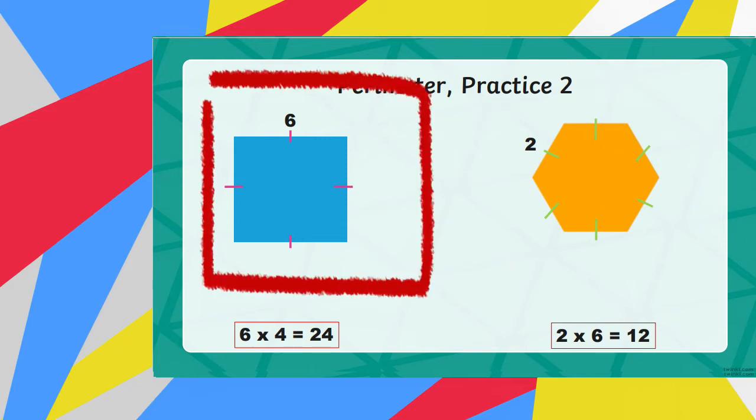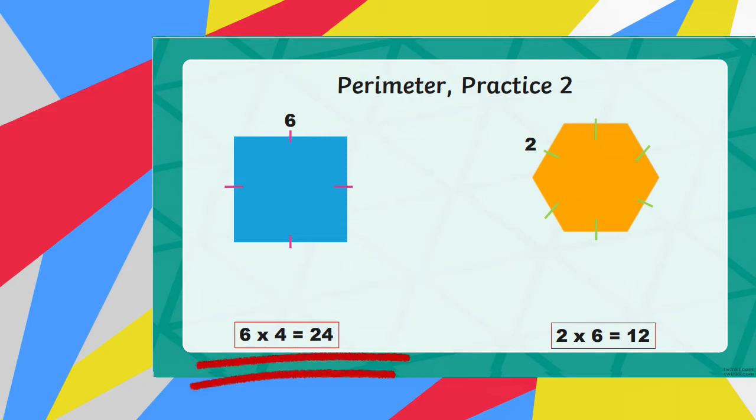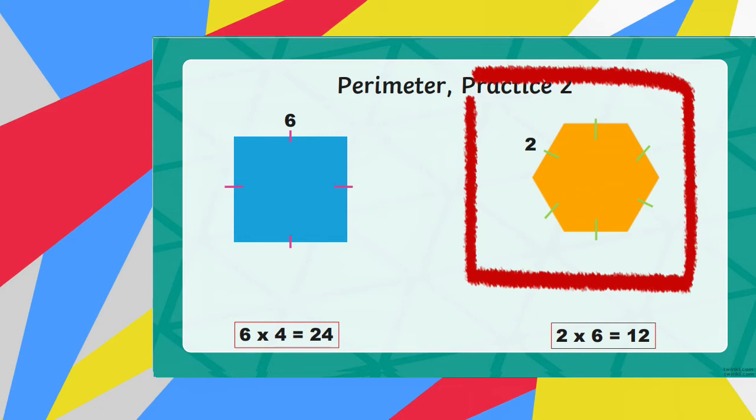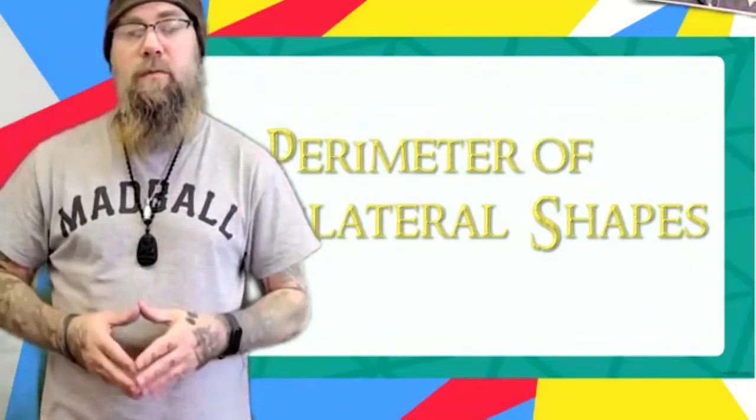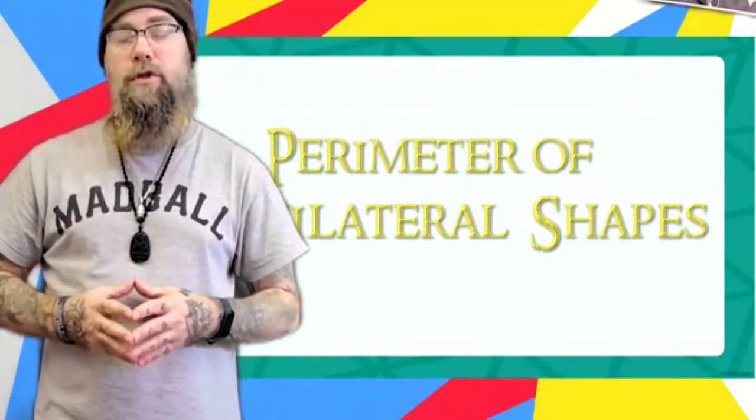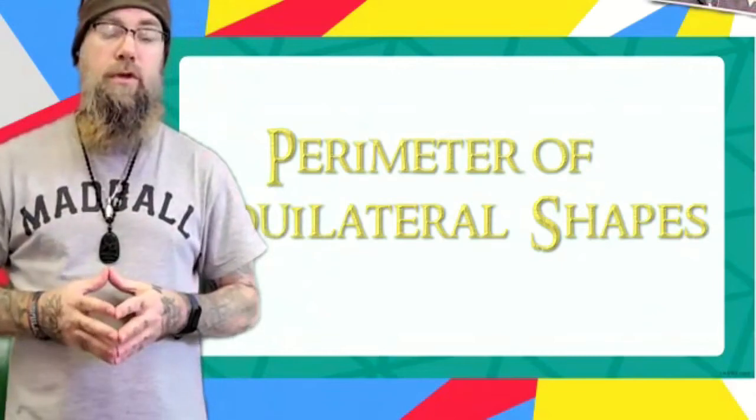So in the square, the measure they give us is 6. We know that a square has 4 sides, so 6 times 4 is going to give us 24. That's the distance around that square. On the second example, they give us a hexagon. They give us a side of 2. By the markings on each side, we know that each side is equal. So 2 times the number of sides in that shape, which is 6, gives us a measure around that shape of 12.